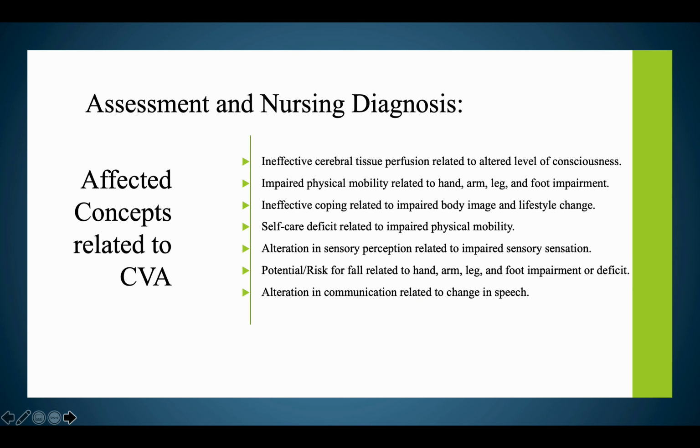Assessment and nursing diagnosis of the affected areas related to a CVA. These are just a few of the nursing diagnoses for either hemorrhagic or ischemic stroke patients. Ineffective cerebral tissue perfusion related to altered level of consciousness. Impaired physical mobility related to where their deficit is, their hand, their arm, their leg, their foot impairment. Ineffective coping related to impaired body image and lifestyle change. They can have self-care deficit related to impaired physical mobility. Alteration in sensory perception related to impaired sensory sensation.